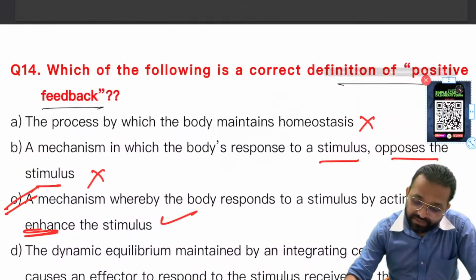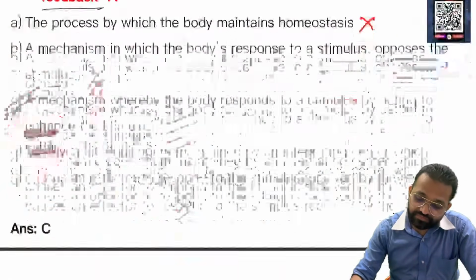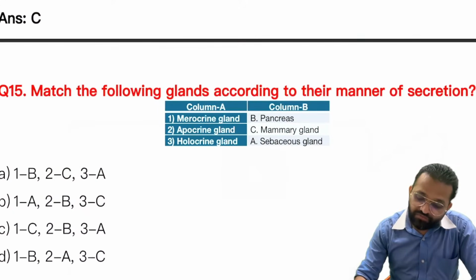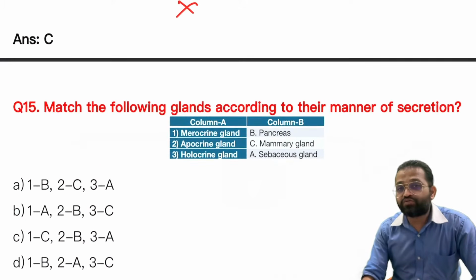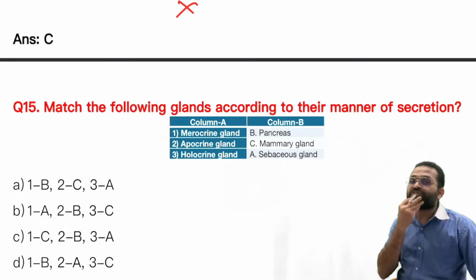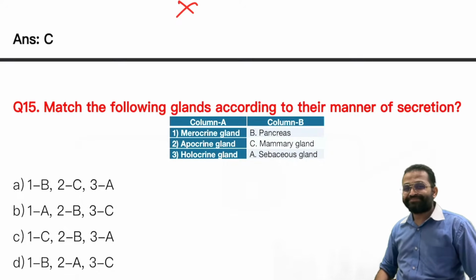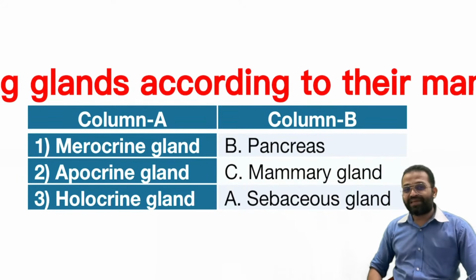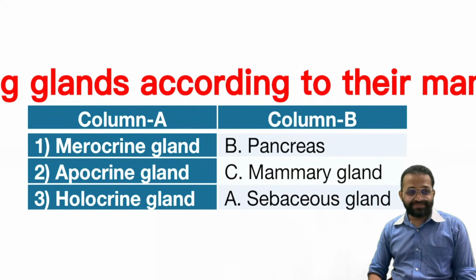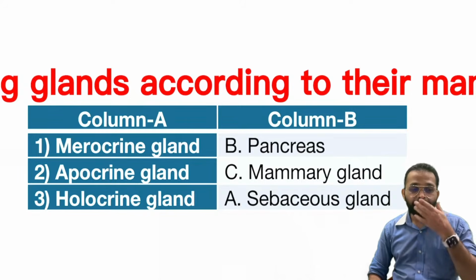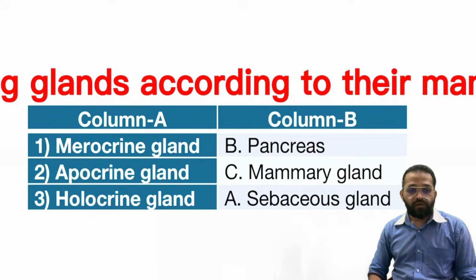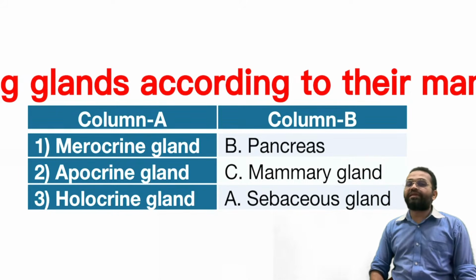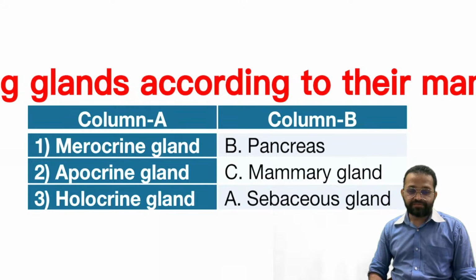Come to the next. Match the following glands according to their manner of secretion. So this is a bouncer kind of question. What is the correct matching? Anyone? Tell me what is the correct answer. Merocrine gland, apocrine gland, holocrine gland.